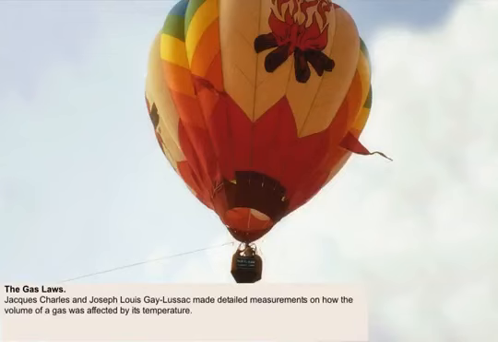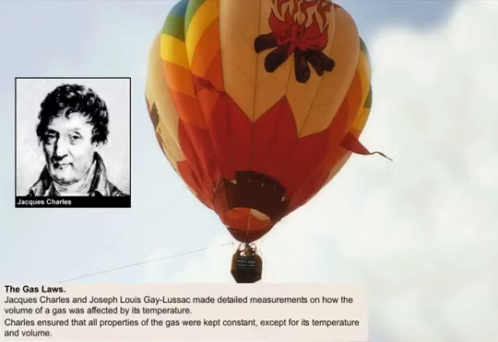Because of the interest in hot air balloons in the early 1800s in France, Jacques Charles and Joseph-Louis Gay-Lussac made detailed measurements on how the volume of a gas was affected by its temperature. Just as Robert Boyle made efforts to keep all properties of the gas constant, except for the pressure and volume, so Jacques Charles took care to keep all properties of the gas constant, except for its temperature and volume.